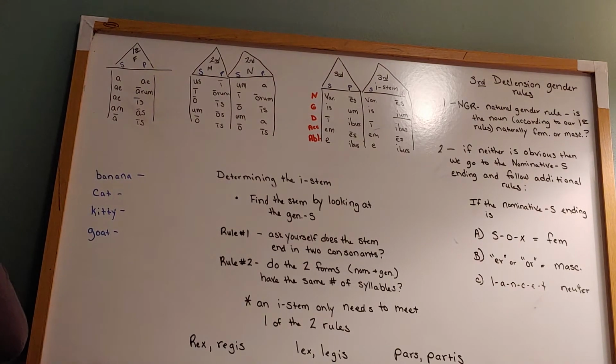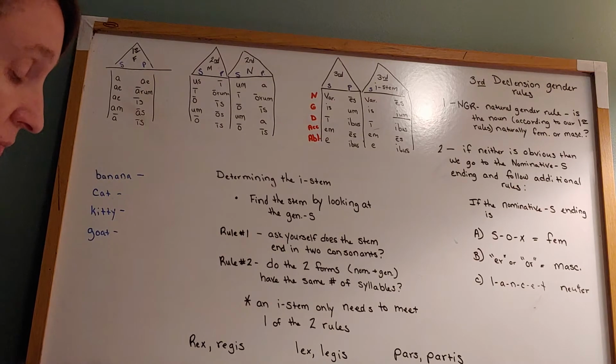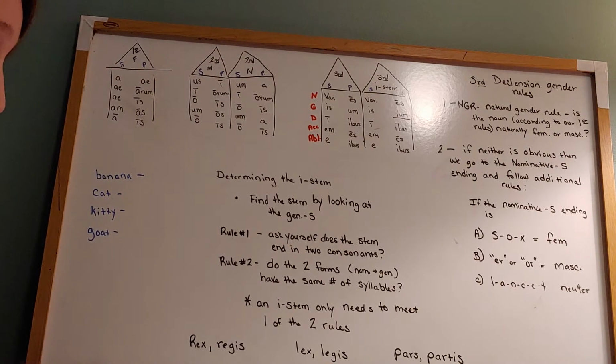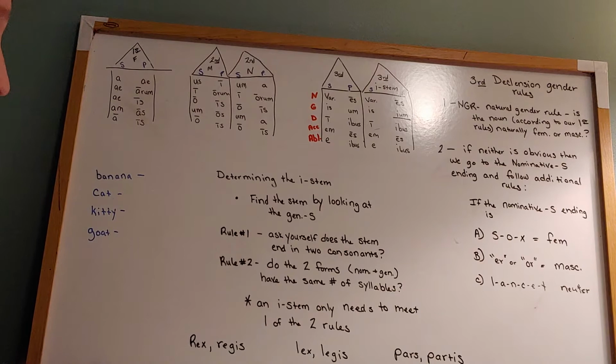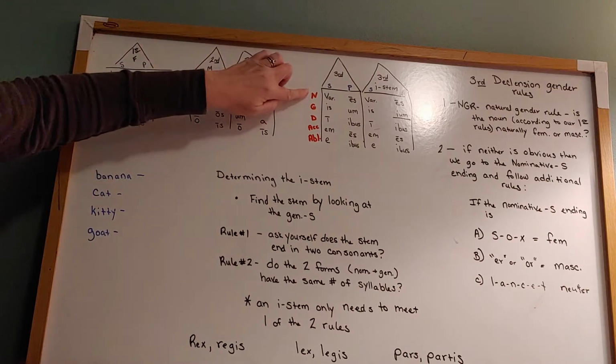Now, genders are eventually going to be very important when we begin working with adjectives. And they will need to match the noun that they are describing. That's why we are learning the rules for finding the gender of a noun. And notice the third declension has no regular ending in the nominative singular.